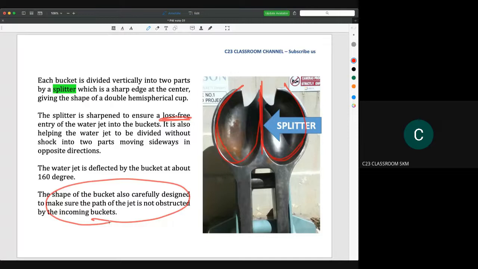So the idea is, we have a splitter here, very sharp, because we want to make sure that when the water hits this splitter, it will split clearly without any losses and without any shock. You could imagine if the splitter has a cross-sectional area like this, this cross-sectional area will create a huge amount of loss. It might reduce the rotational speed of the Pelton wheel.